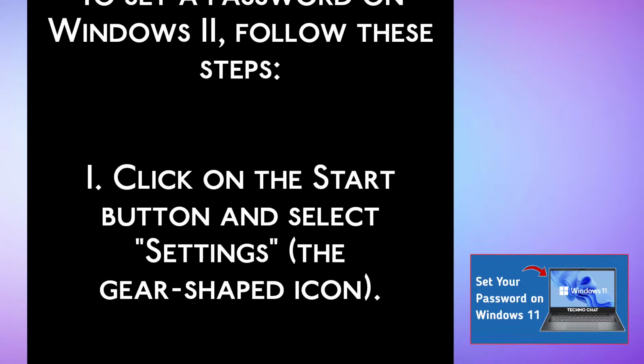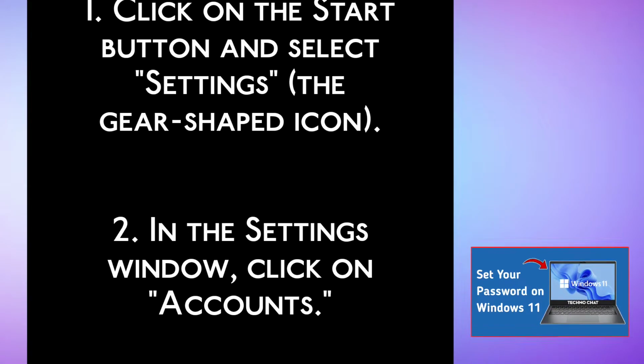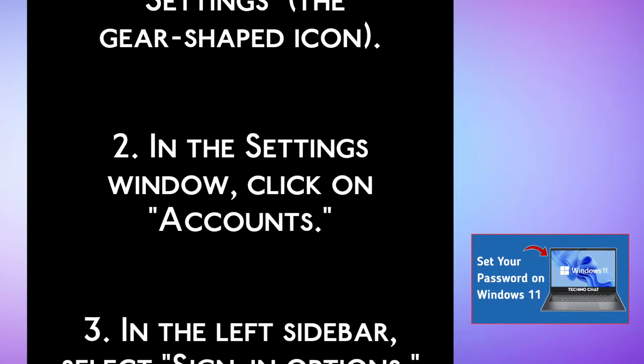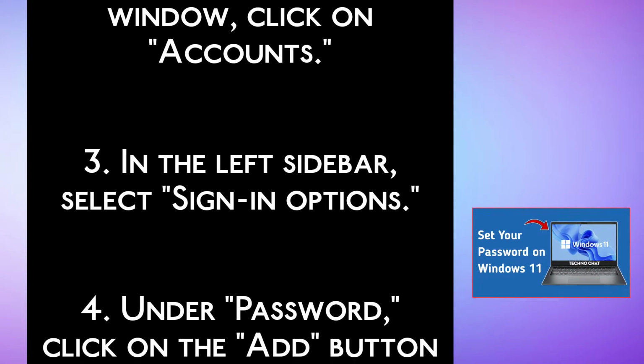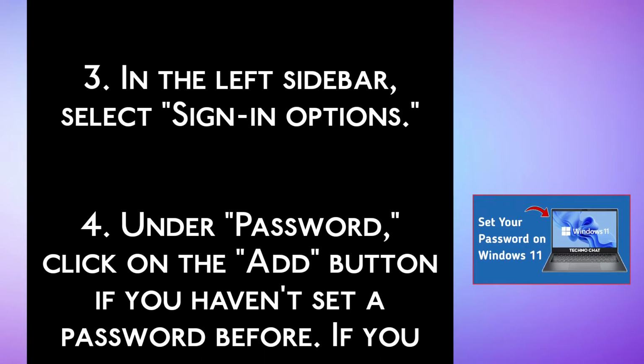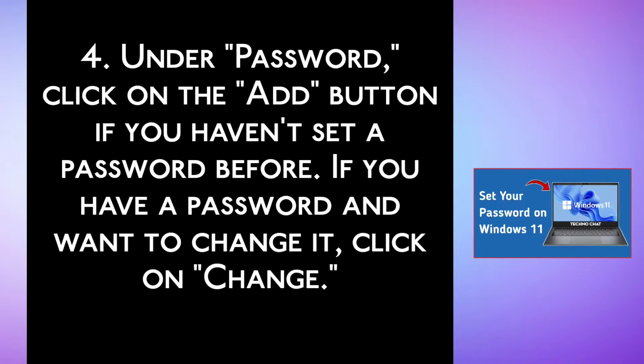Step 1. Click on the Start button and select Settings, the gear-shaped icon. Step 2. In the Settings window, click on Accounts. Step 3. In the left sidebar, select Sign In options. Step 4. Under Password, click on the Add button if you have not set a password before.